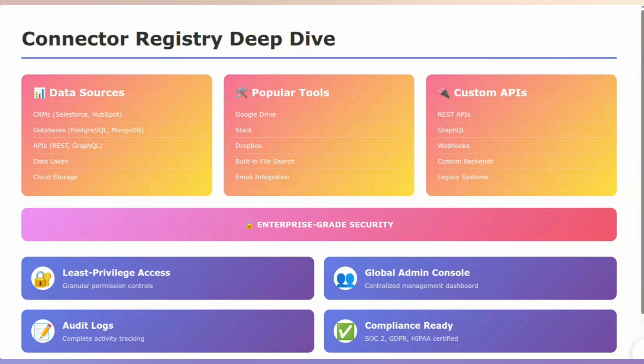But here's what's critical for enterprise use. The security model. You get least privilege access controls, a global admin console, audit logs, compliance checking, and role-based permissions. This isn't a toy. This is enterprise-grade security that your compliance team will actually approve. Over 100 pre-built connectors available right now, and more being added constantly.